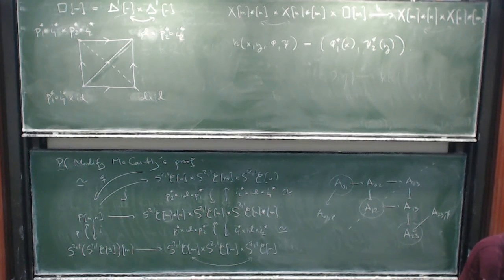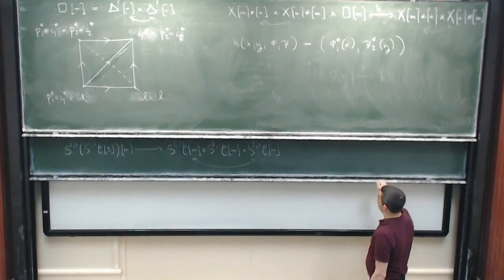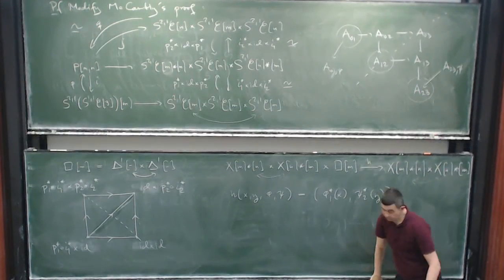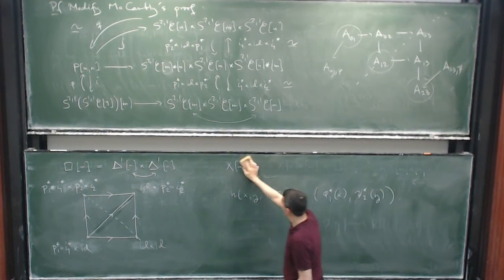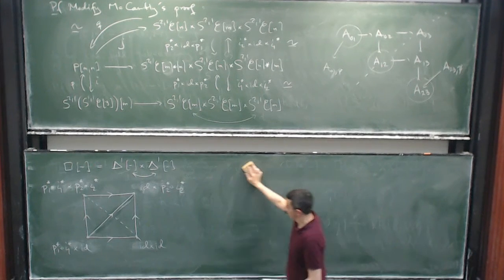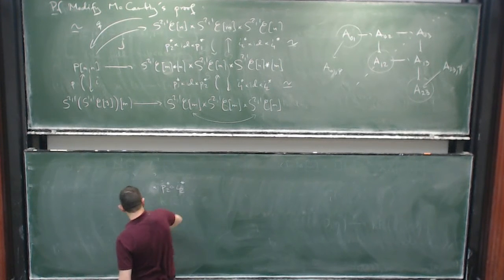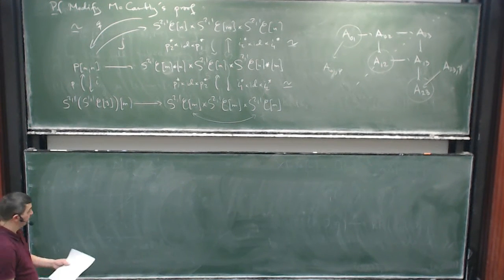This has some nice consequences. So let me give some of those. So this proves that the real symmetric spectrum Kr is positively fibrant.